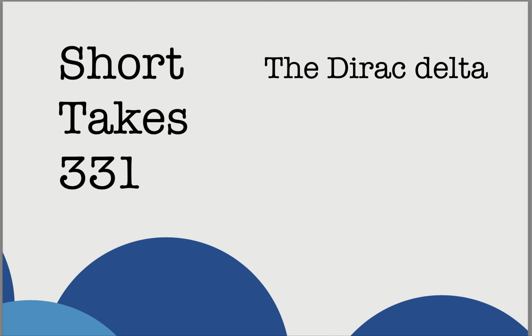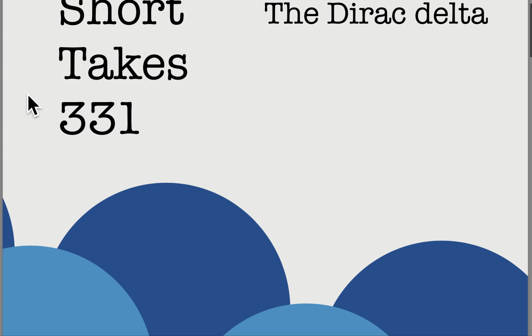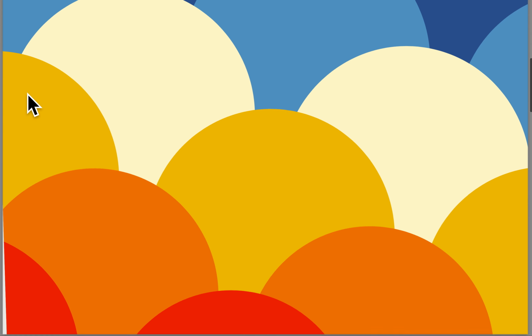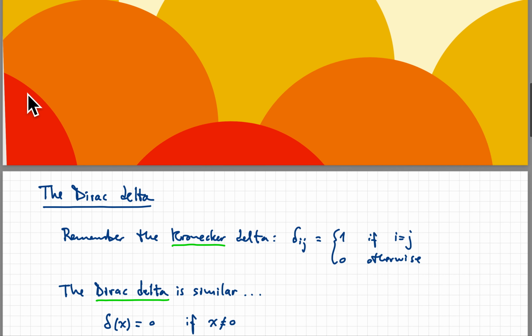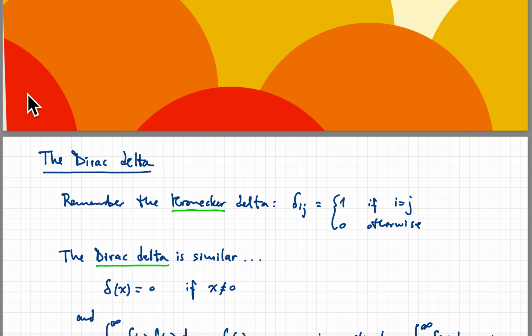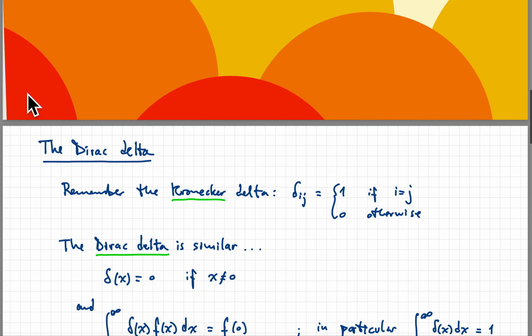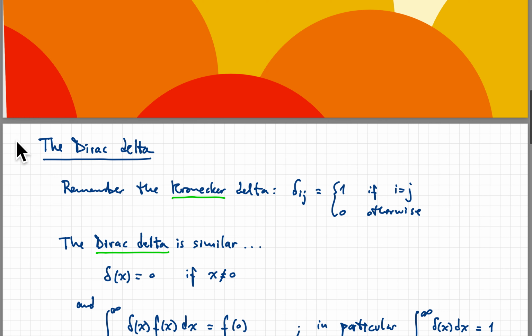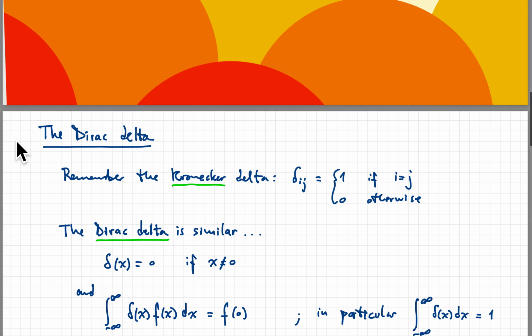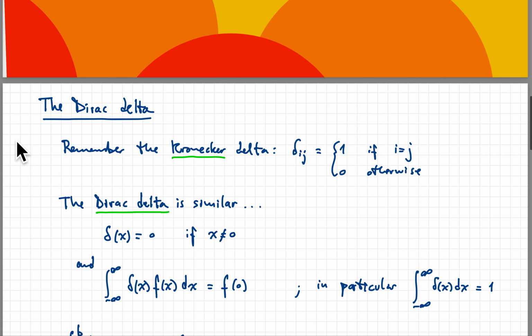Hey there, welcome back to Short Text 331. Today we're going to be talking a little bit about the Dirac delta. This is going to be a short video, and I just want to cover a little bit of this material that you'll find everywhere on the web, actually. But we've talked about the Dirac delta off and on here in previous videos, so I figured let's do this at least for completeness. So here we go.